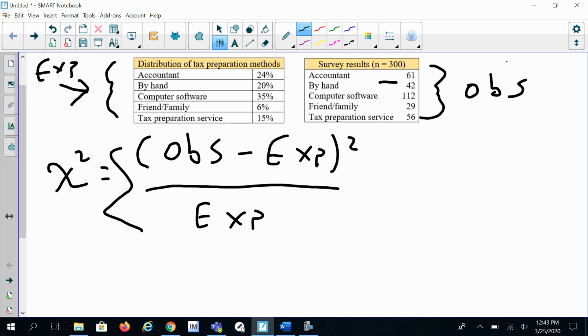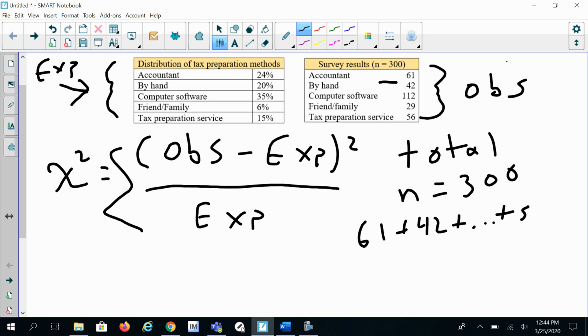To find the expected, the first thing you need to do is figure out the total. Now, obviously, this example has told me the total is 300. If they don't tell you what the total is, you would have to add those up. So I'd have to take 61 plus 42 plus the rest to figure out the total myself. I don't think every problem tells you the total. In fact, I'm pretty sure I made some that do not, so you will have to add those up yourself. Now that I have the total of 300, the next step is I need to multiply each percent by the 300.